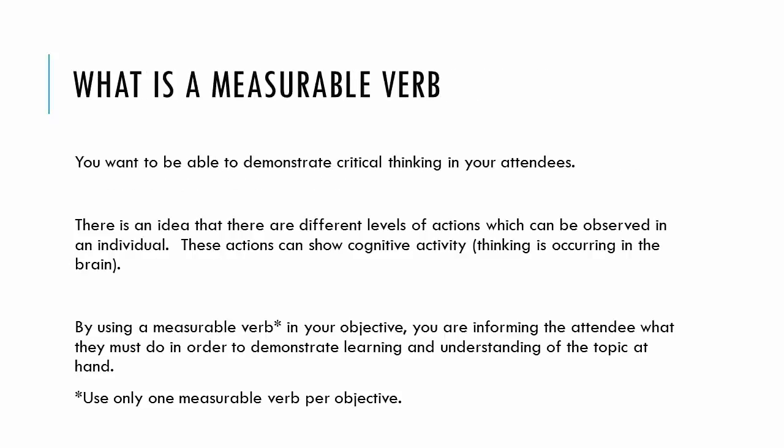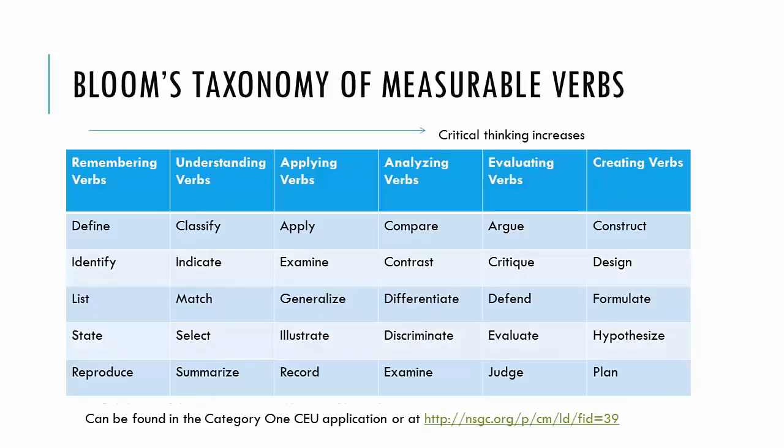One of the ways we can make sure a learning objective can be evaluated is through using a measurable verb. This allows us to demonstrate critical thinking of our attendees. There are levels of actions which can be observed in an individual. These actions show cognitive activity in the brain, which means that thinking is occurring in the individual. And by using a measurable verb in your objective, you are informing the attendee what thinking they must do to demonstrate learning and understanding of the topic at hand. To accurately measure this level of thinking, you want to use only one measurable verb per objective.